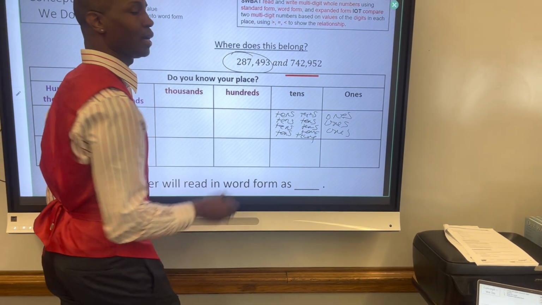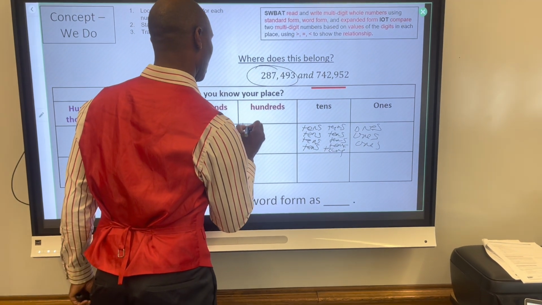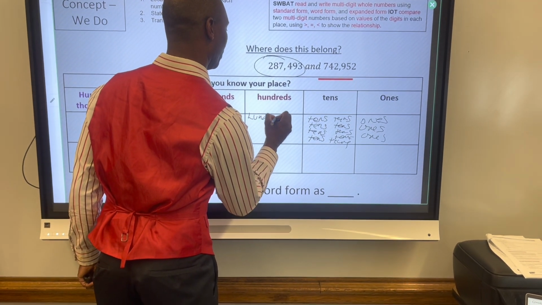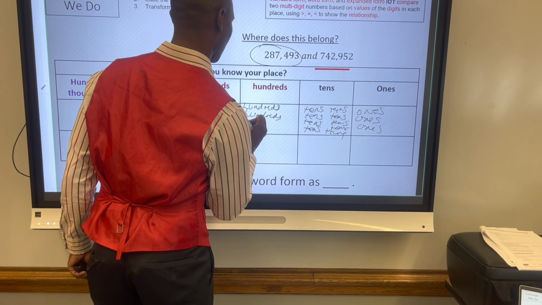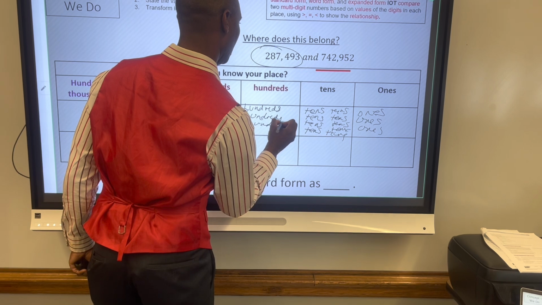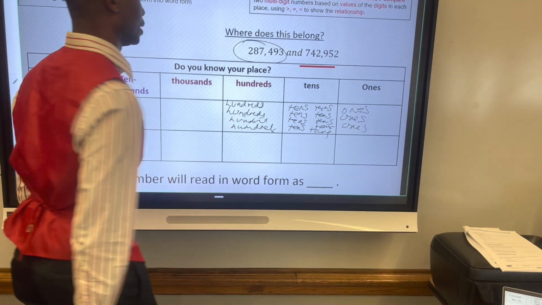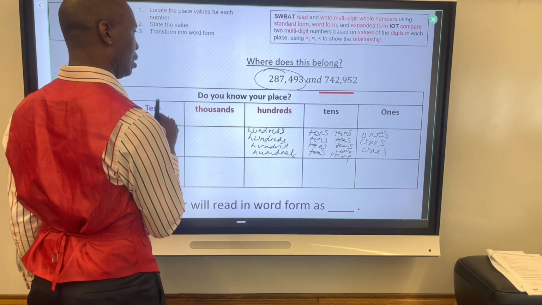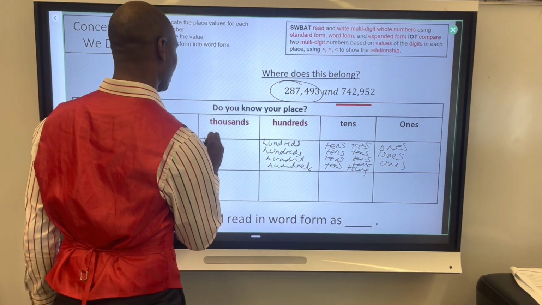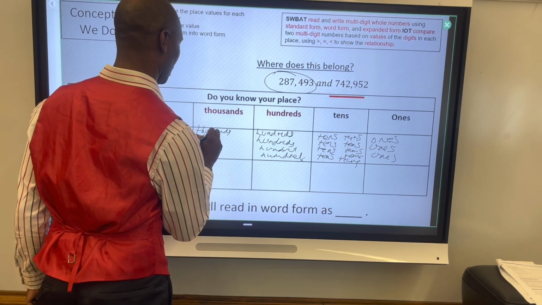All right, what about the 4? You'll go over your hundreds place and you'll put hundreds 4 times. And I will put my hundreds in my place 4 times. That's correct. What about this 7 I have up here? What would I do with that? You will put thousands 7 times. Thousands, not the number 7. So you put thousands in that place.